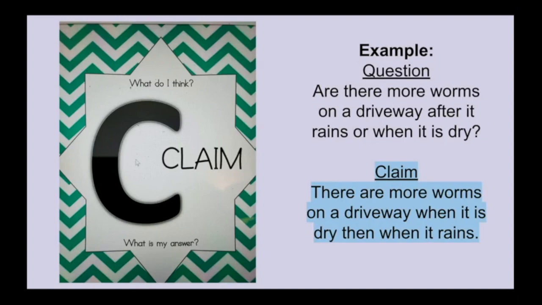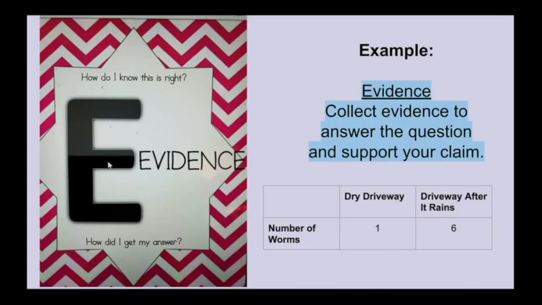So your next part is your evidence. You want to do some type of investigation and collect evidence to decide if your claim was actually true or not. So for your evidence, it's how do I know that this is right and how did I get my answer? So to do this, I made a little investigation where I went outside to my driveway when it was dry and I counted how many worms I saw, and I saw one worm. Then I went out on my driveway on another day right after it rained and I saw 6 worms.